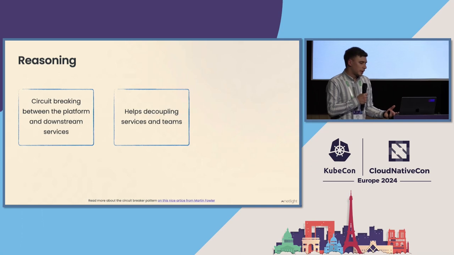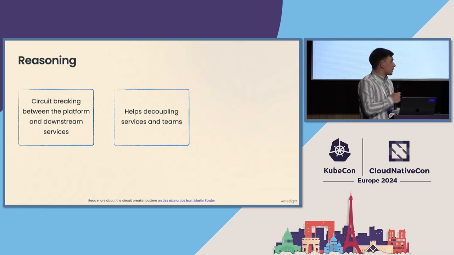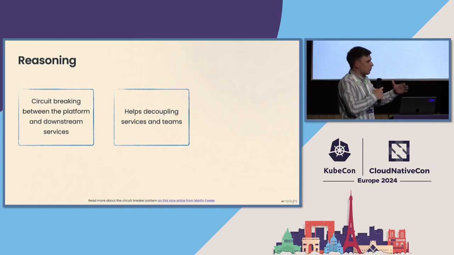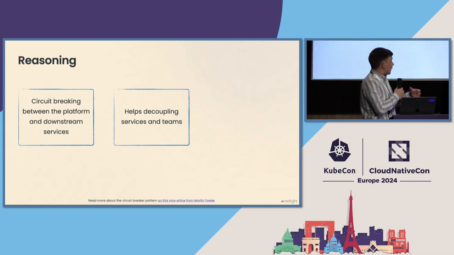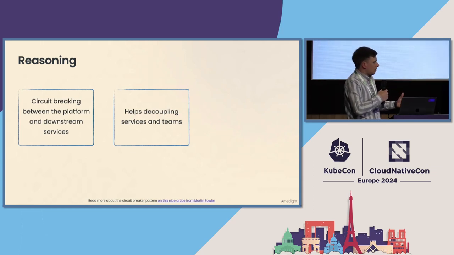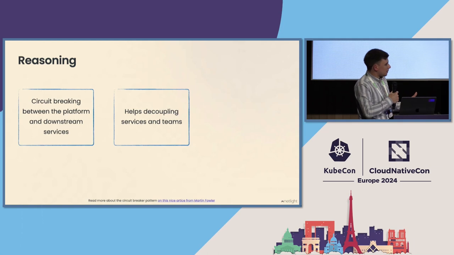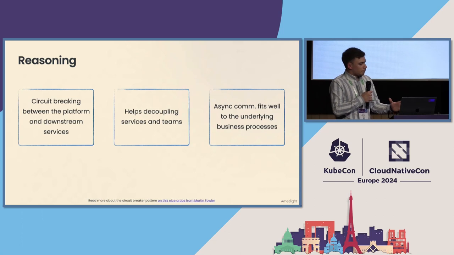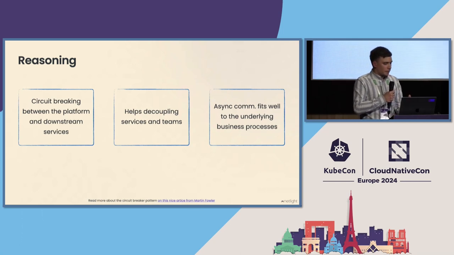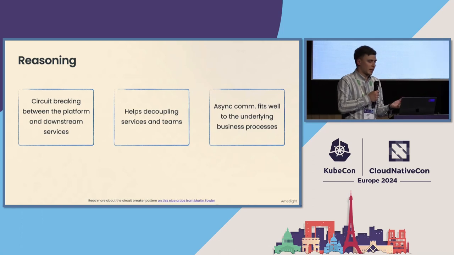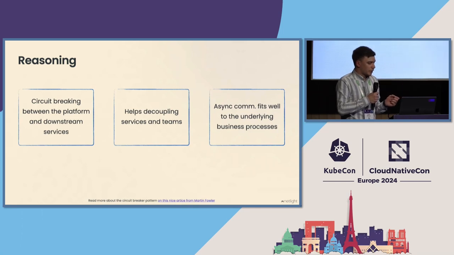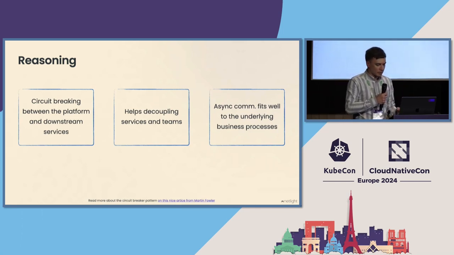Another benefit of event-driven architecture is that it helps decoupling services and teams. The goal is to have more independent teams and better, clearer boundaries between the services. Event-driven architecture isn't necessarily the only way to achieve it, but it helps, and it usually makes it easier to achieve this decoupling. And also, the asynchronous communication way fits well to the underlying business processes that we have. So we can model the business processes well, and therefore it was a good fit for us, and it helps us address a lot of the problems.